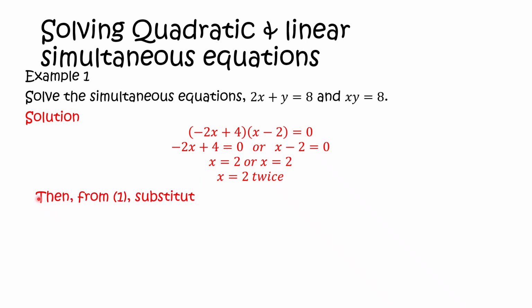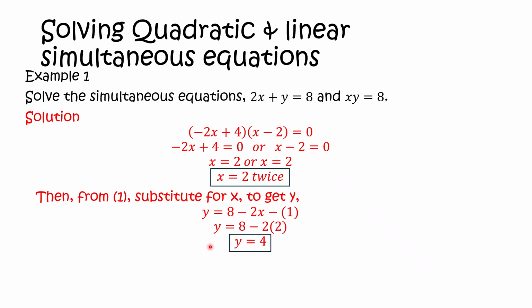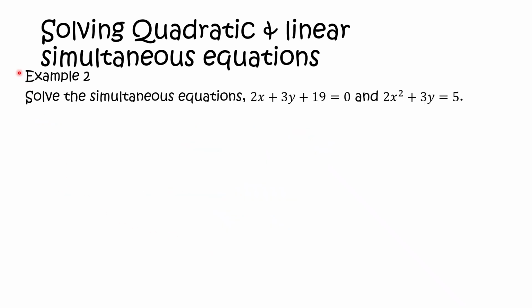Then from 1, substituting for x to get our y. So we recall from equation 1, we had the linear equation, and substituting for x, we get y equals 8 minus 2 times 2, so that we get y equals 4. Let's move on to example 2.